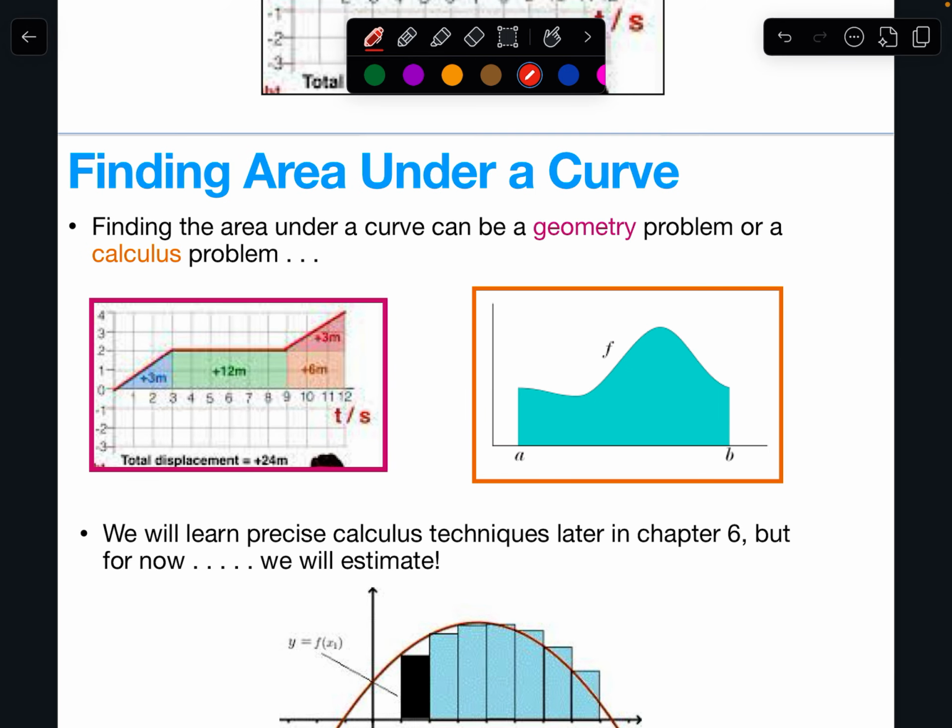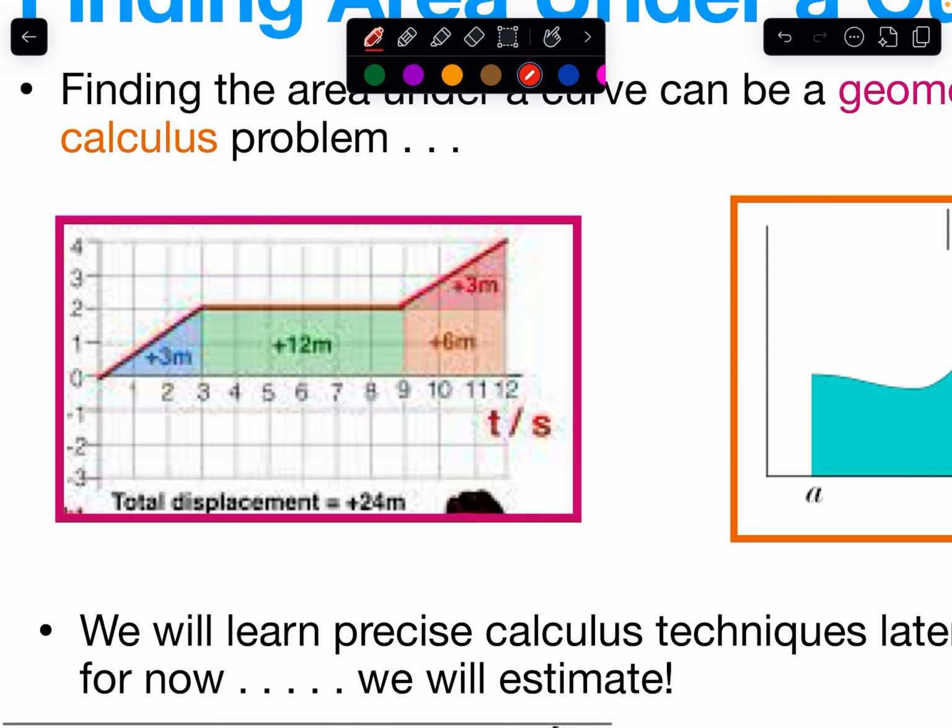Okay, so our lesson today being about finding the area under a curve, okay? And that problem can be either a geometry problem or a calculus problem. On the left-hand side, this velocity curve is made up of some linear functions here, such that we could calculate the area trapped underneath that curve using basic geometry formulas. We have a couple triangles there, a couple rectangles. We wouldn't really need calculus in order to find that area.